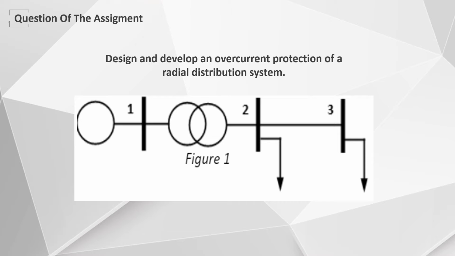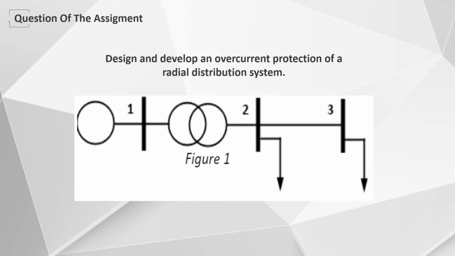Students are given a task to design and develop overcurrent protection of a radial distribution system as shown in the figure. To design the relay distribution system, students defined the ratings on their own, such as generator rating, transformer rating, load, and any assumptions used to design the relay. Next, for the suitable equipment for the circuit, we choose a current transformer, plug setting, and time multiplier setting.